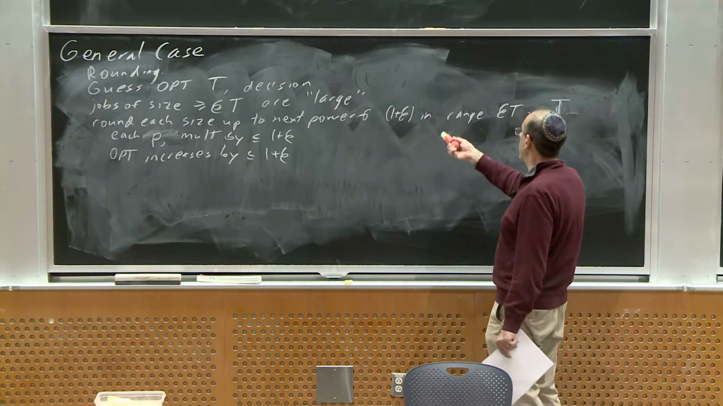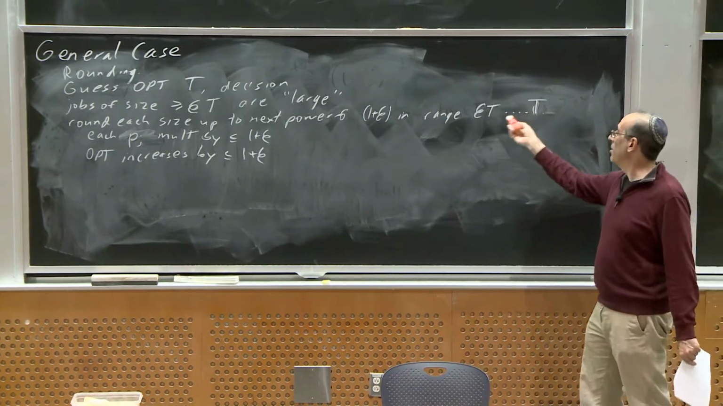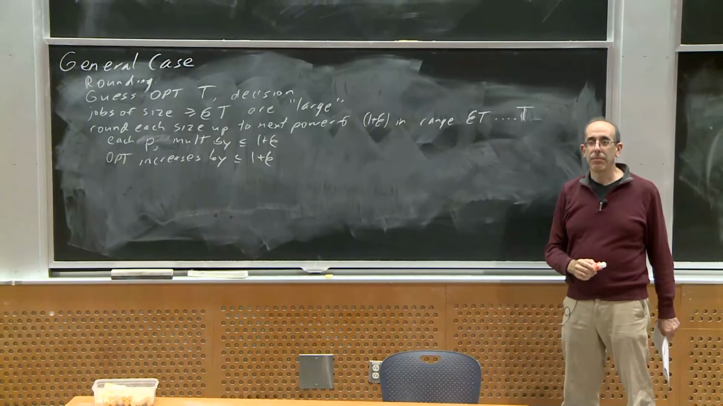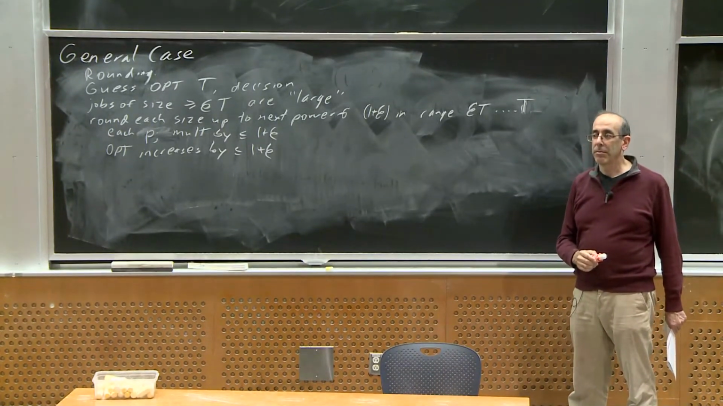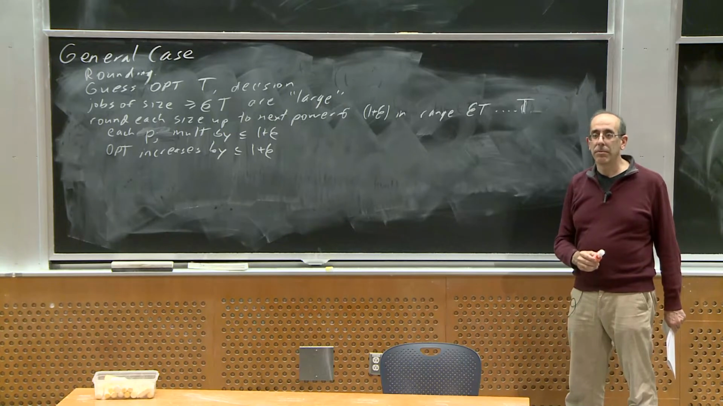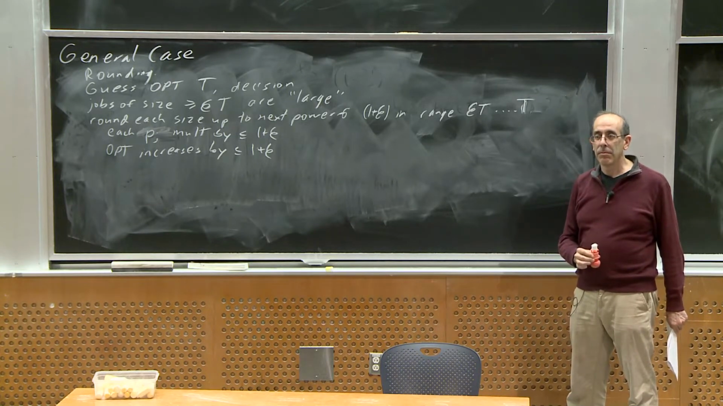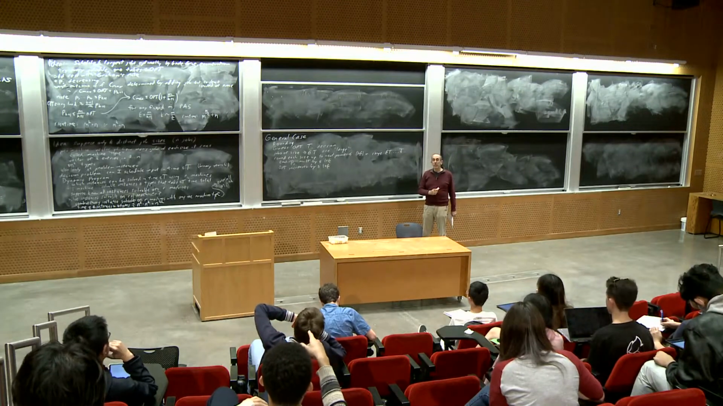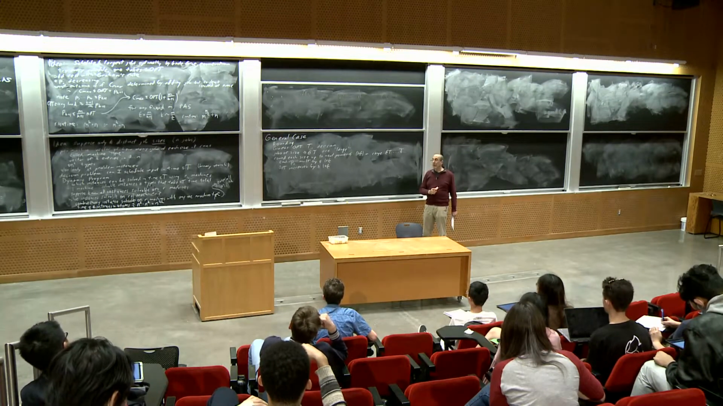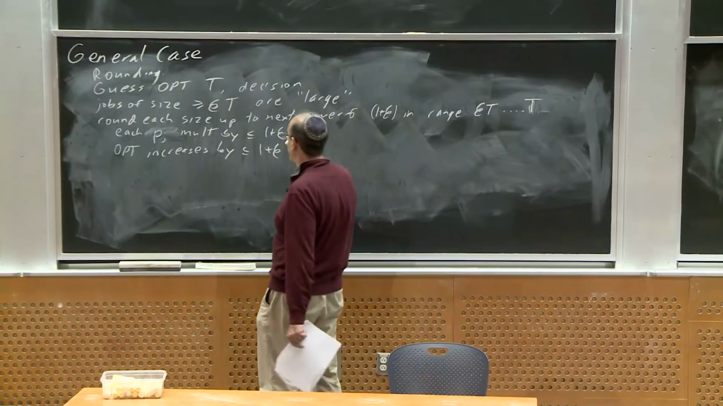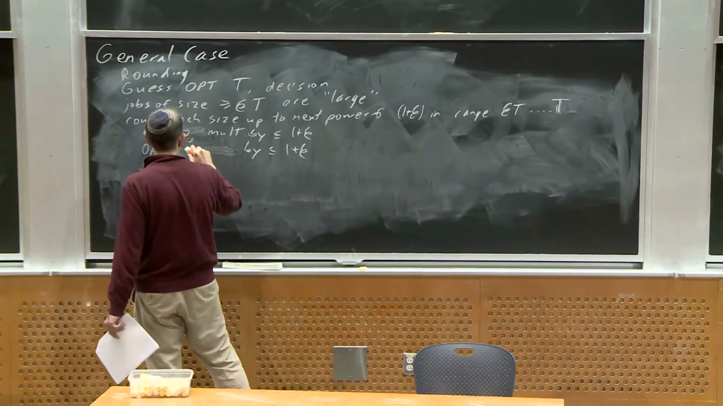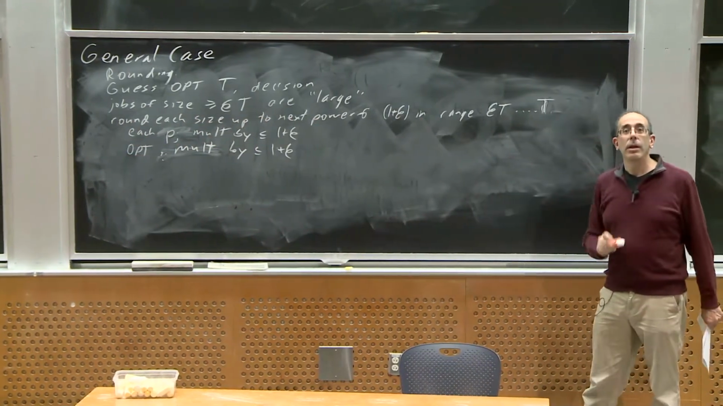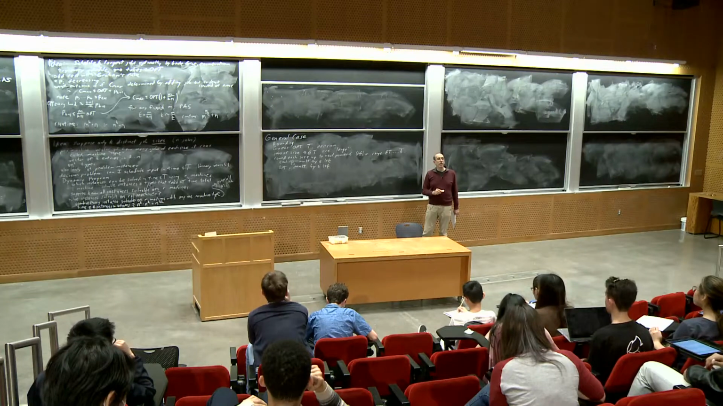How many different values do I now have, now that I've done this rounding of these large jobs? Yeah? You said opt increases by that much. Is it a factor of that much? Yes, these are both multiplicative, right? So let me put that here.